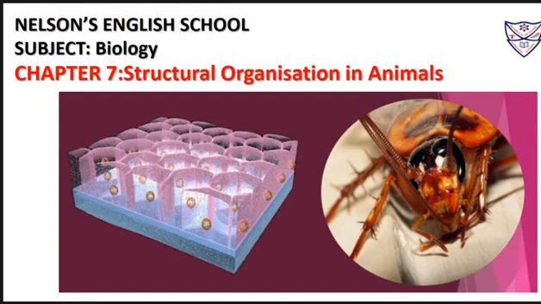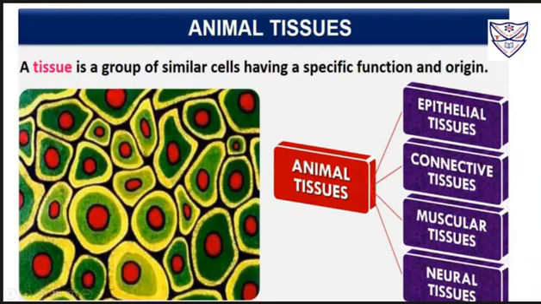Hello students, let us start with the 7th chapter, that is structural organization in animals. So as the name is telling you, we will learn about the animal tissues in this chapter. So first of all, we need to understand what is tissue.